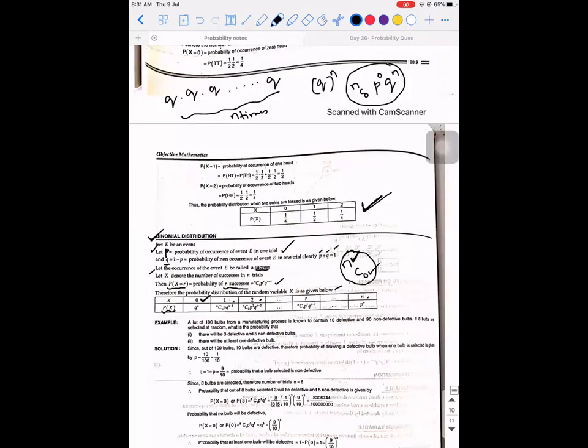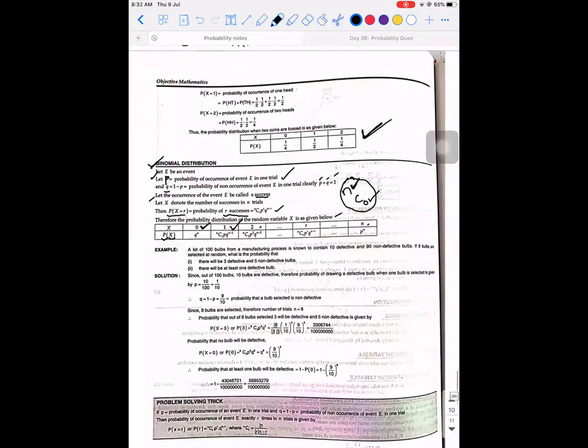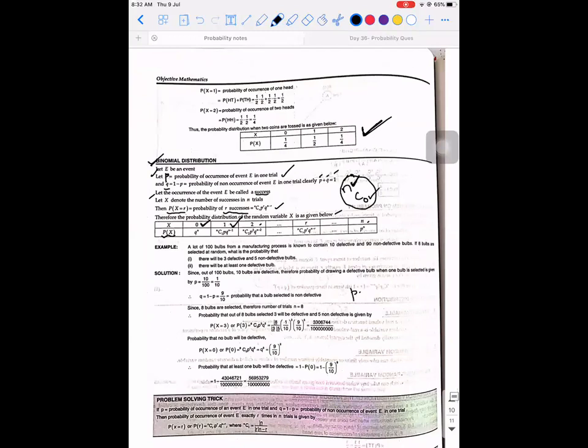Next, if I have one success, that one success can occur in any of the trials. But out of the n trials I do, how many times should I see success? Only once. Once I see the success, how many times will I see the failure? I'll see it n minus 1 times. So this p into q power n minus 1, can I write it as nC1 into p power 1 into q power n minus 1?